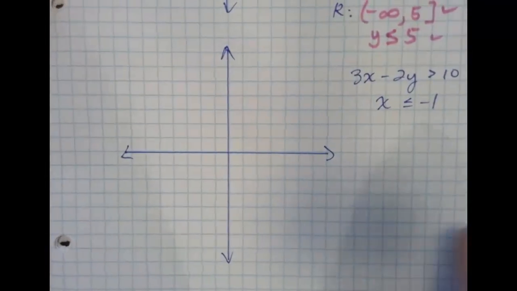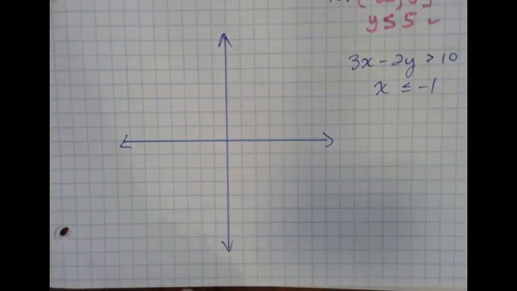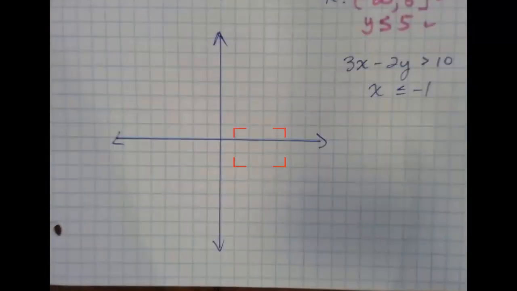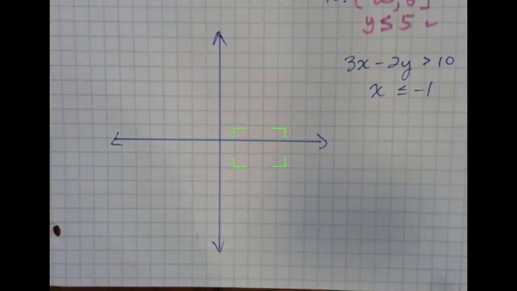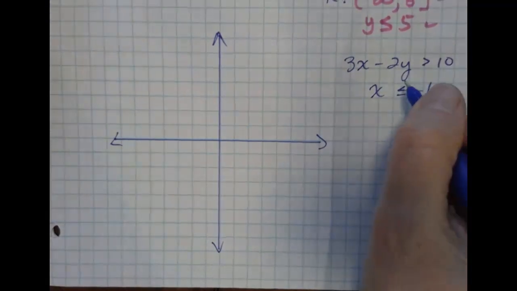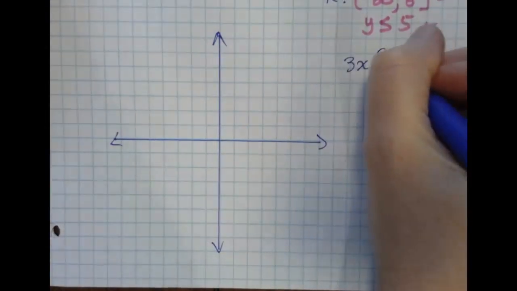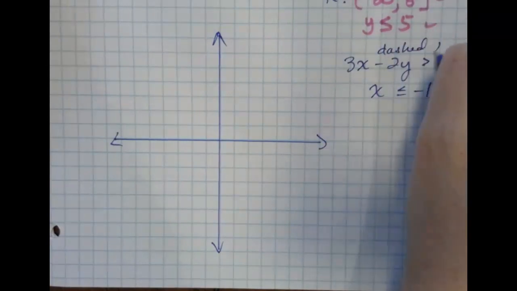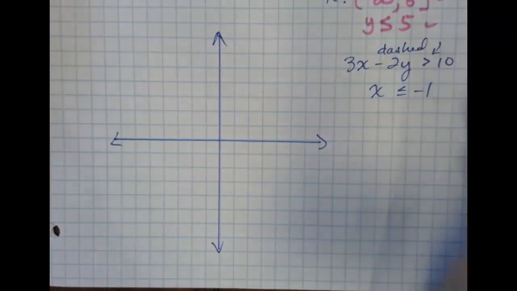All right, now the system. 3x minus 2y is greater than 10. X is less than or equal to -1. So let's do the first one in blue pen. It's going to be a dashed line because it is strictly greater than.